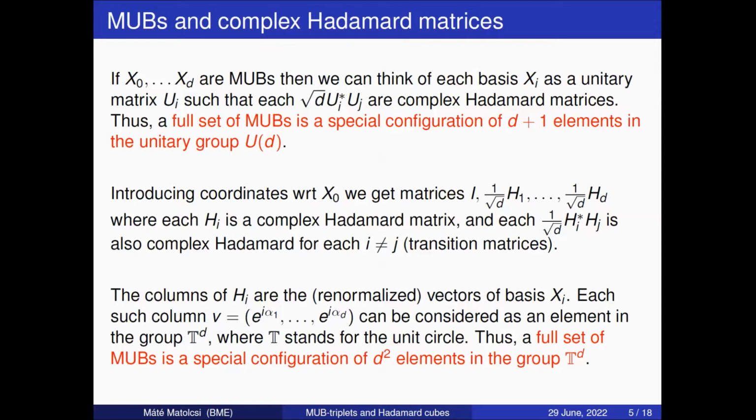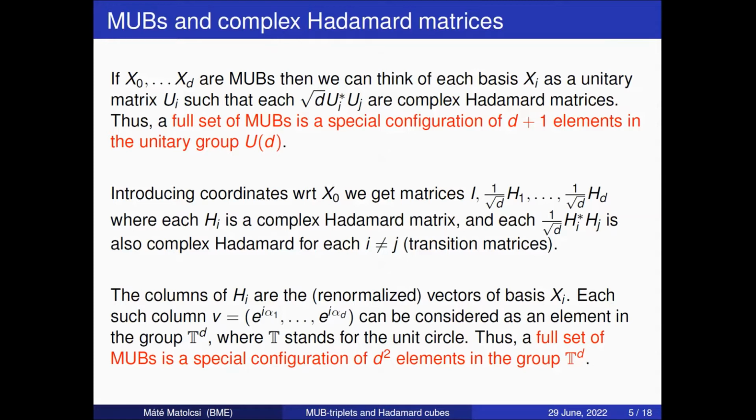And this was also mentioned in Mihály's talk, that you can think of such a vector as an element in the group T^d, where T stands for the unit circle. So you take the complex unit circle, you take its d-dimensional power, it's an abelian group, and you can now think of a full set of MUBs as a special configuration of d² elements in this group.